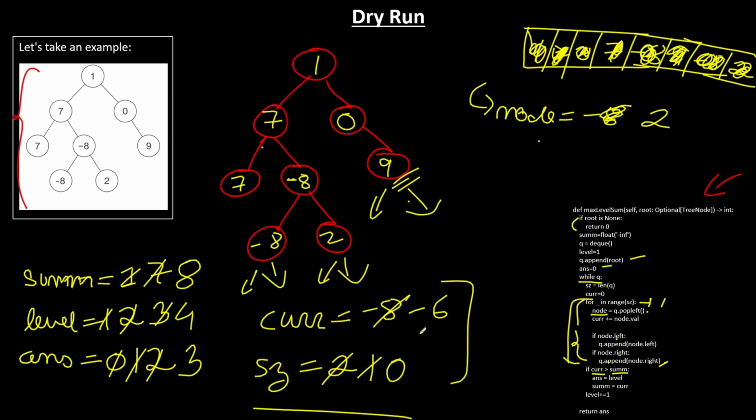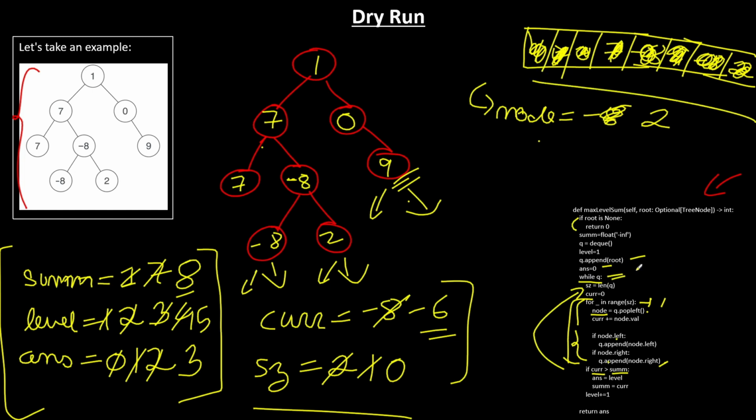Now we check if minus 6 is greater than sum. It is not. So this won't get affected. Level will increase to 5, but when we go back to the while loop, we will check. So we will see that queue is completely empty. So nothing happens in this case. So we come out and we return the answer, and answer is 3, right?